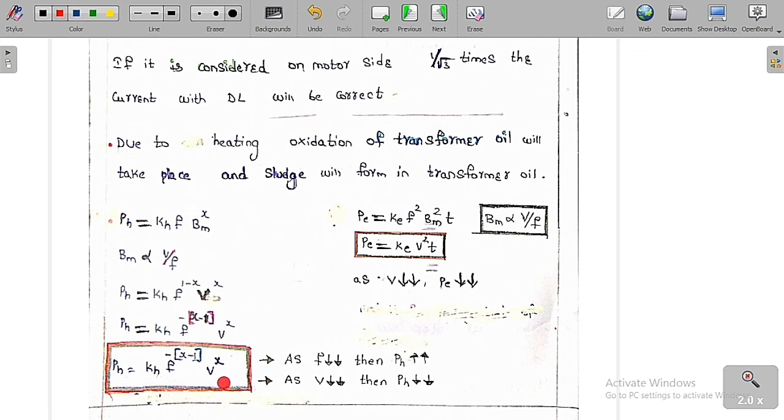Similarly, if V decreases, Ph decreases. If V increases, Ph increases. This you can see clearly from this one. A small correction here: it is t square, because P is equal to K into Bm square into f square into t square. If you replace Bm by V by f, the f square cancels, and we finally get K into V square into t square.